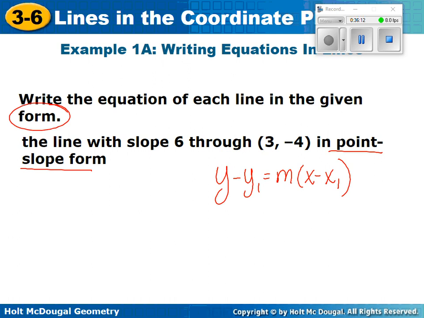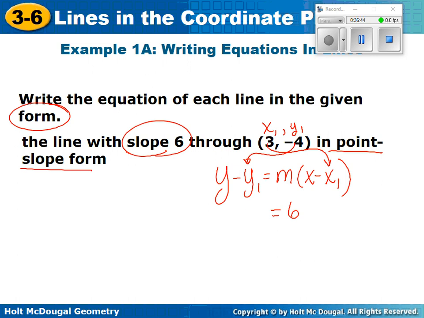Okay, so now we read the problem. Write an equation of a line with the slope of 6. Where does that go? M. Okay, and then it passes through the point 3, negative 4. Where does 3 go? Ooh, careful. Excellent. That's another very common mistake I see. Remember, your ordered pairs are always x, comma, y. But your equation starts with the y, so be careful. 3 is going to go in for the x. Negative 4 is going to go in for the y.